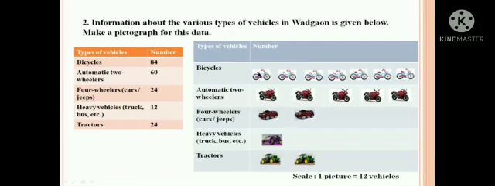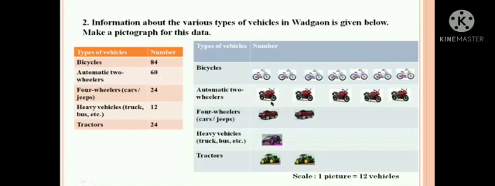So the first one is what? Bicycle. Now the number given is 84. Now in the table of 12, when does 84 come? 7 twelves are 84. So how many pictures are you going to draw? 7. So you have to draw 7 pictures for the bicycle, which total will be 84. Next comes automatic two-wheeler. What is the number given to us? 60. And when does 60 come in the table of 12? Yes, exactly, 5. So for automatic two-wheeler, you have to draw 5 pictures.